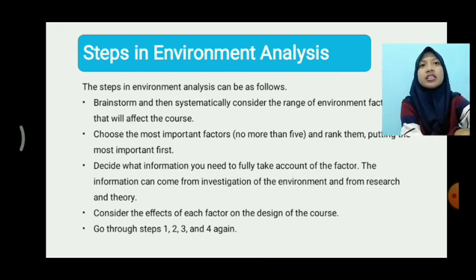Environment analysis involves looking at the local and wider situation to make sure that the course will fit and will meet local requirements. There is considerable research data on many important environment factors, including class size, motivation, learners of mixed proficiency, and special purpose goals.